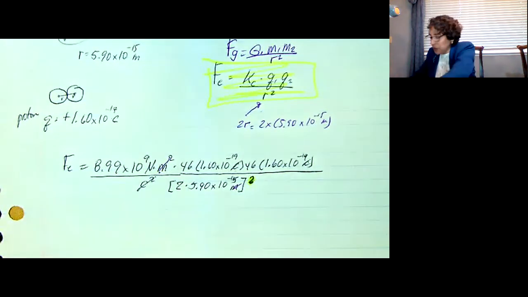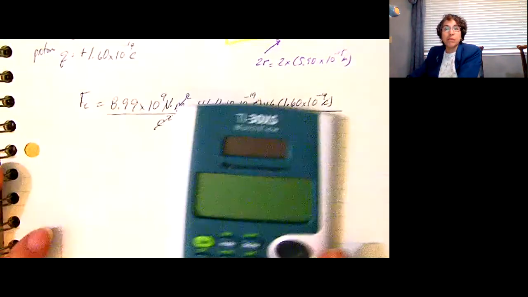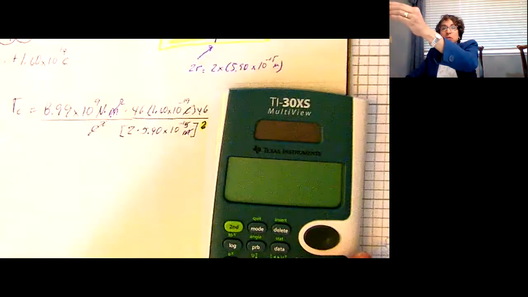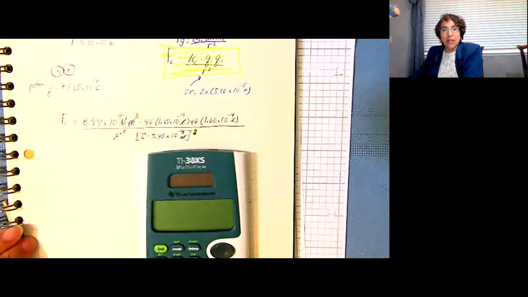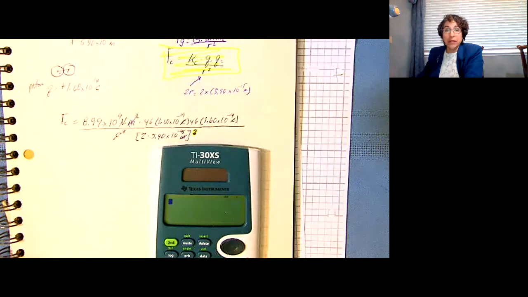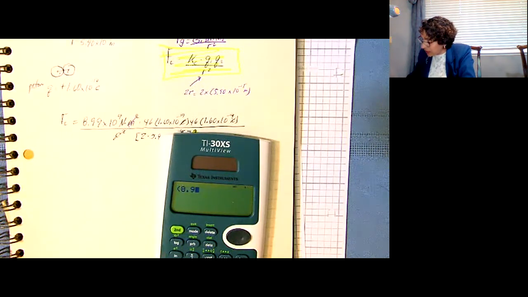All right, so now we get the fun with the calculator. Move it up here so you can see. Maybe I'm going to have to unzoom a little bit. There we go. I'm going to start with the numerator because I like to be cautious. I'm going to put parentheses just in case: 8.99 times 10 to the 9th. And then somebody taught me, close the parentheses. All right, that's the first part.